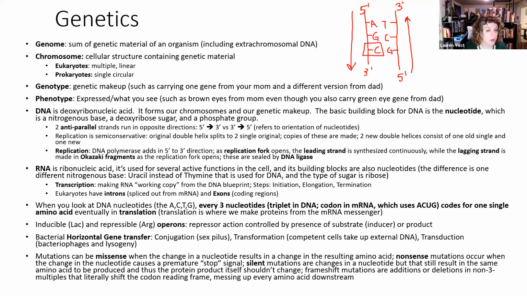So DNA, deoxyribonucleic acid: we have a nitrogenous base, deoxyribose sugar, a 5-carbon sugar, and a phosphate group. We have the two anti-parallel strands, where we just introduced the concept of 5' to 3' and 5' to 3' in the opposite direction. That just refers to the orientation of the nucleotides, or those sugar molecules as part of the nucleotides.